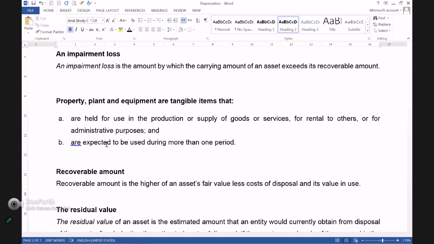The property, plant and equipment are held for use in production or supply of goods or services, for rental to others, or for administrative purposes. Okay, so that is the definition. So it is used for production. It is commonly called property, plant and equipment.